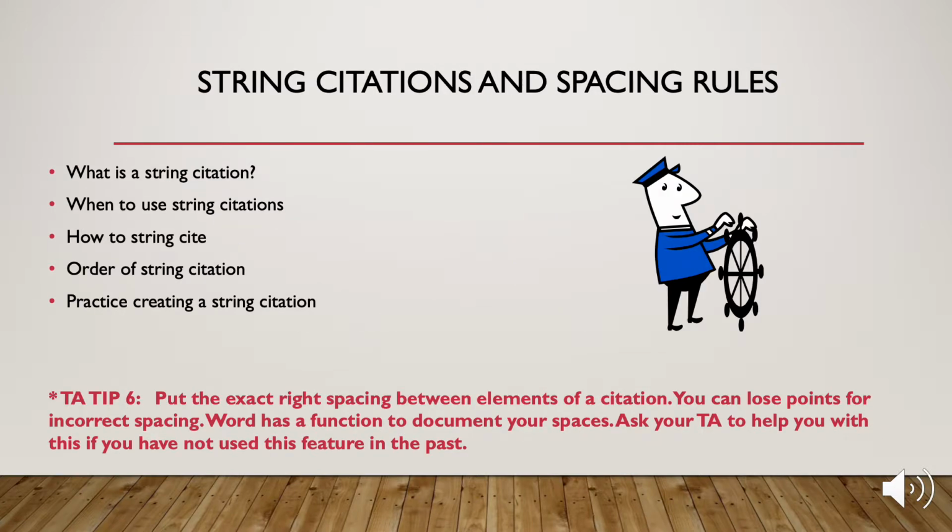We learned about string citation and spacing rules. What is a string citation? We learned about when to use string citations, how to string cite, the order of a string citation, and the practice of creating a string citation to perfect the skill. TA tip number 6. Put the exact right spacing between elements of a citation. You can lose points for incorrect spacing. Word has a function to document your spaces, but ask your TA to help you with this if you have not used this feature in the past.